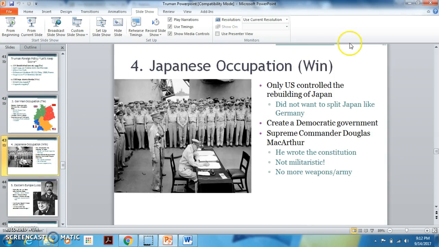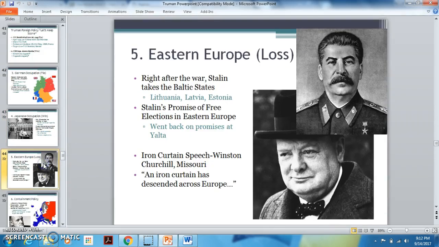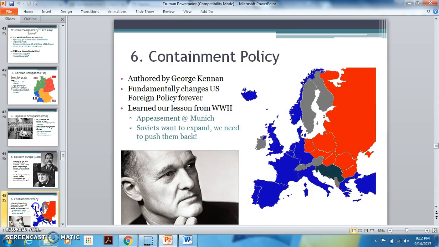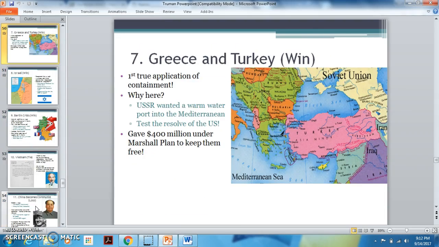The occupation of Japan is a win due to the fact that we control the rebuilding and they do not. Eastern Europe is a loss due to the fact that all the promises that Stalin made to us fell through. Containment policy, you could say, is a win for the fact that the Russians don't spread. You can argue it either way. We talked about all those things. Greece and Turkey is a win. First time the Russians are testing us through containment.